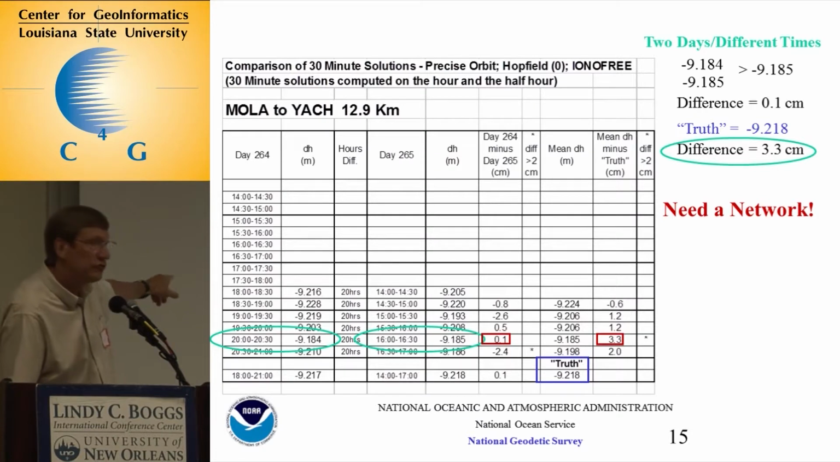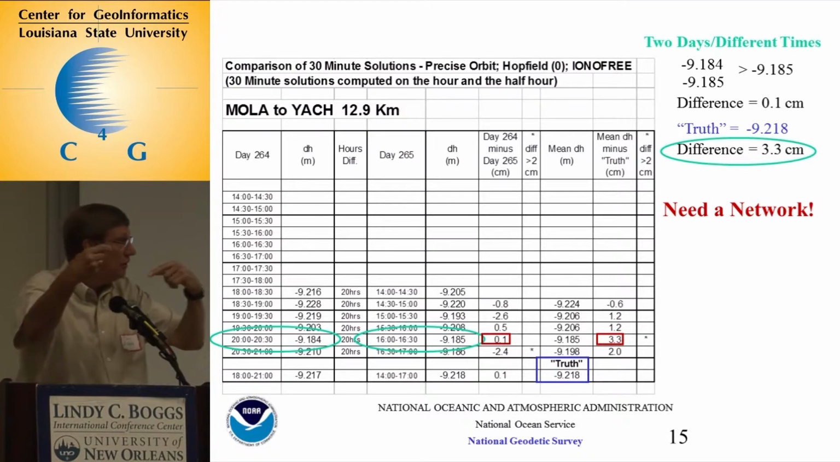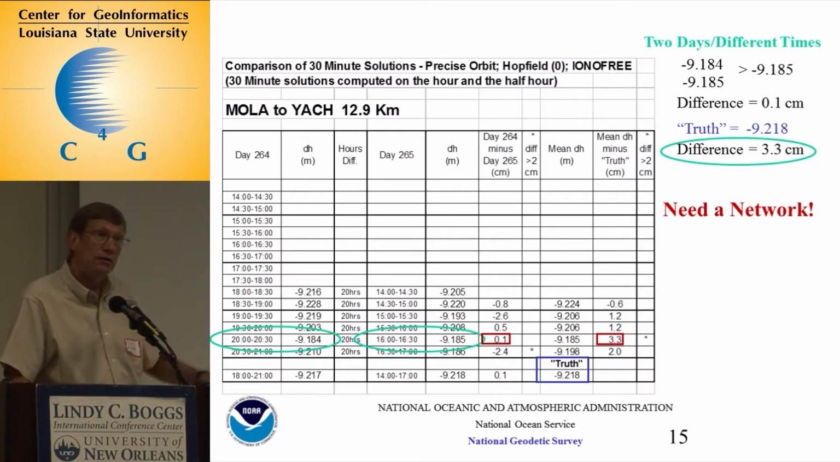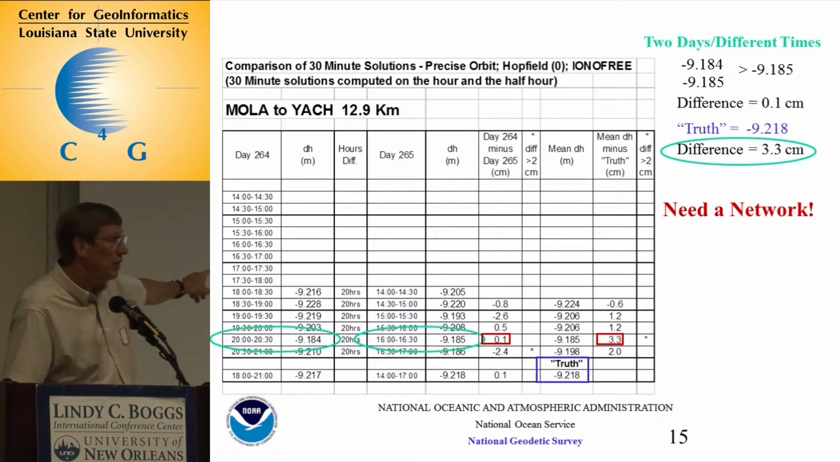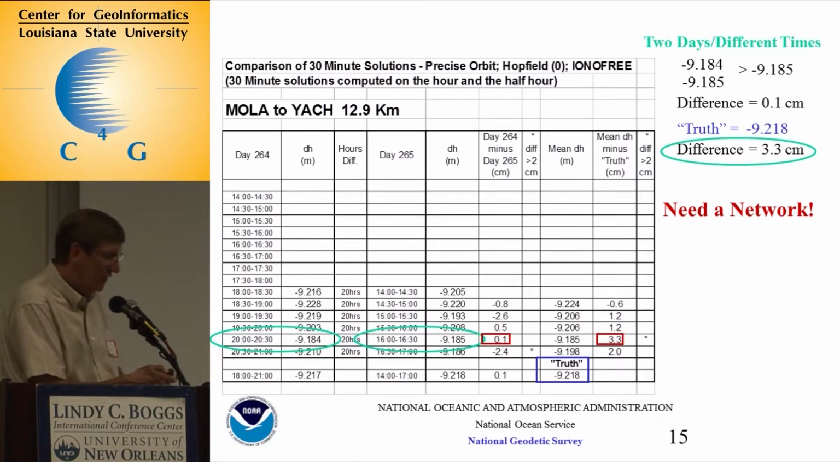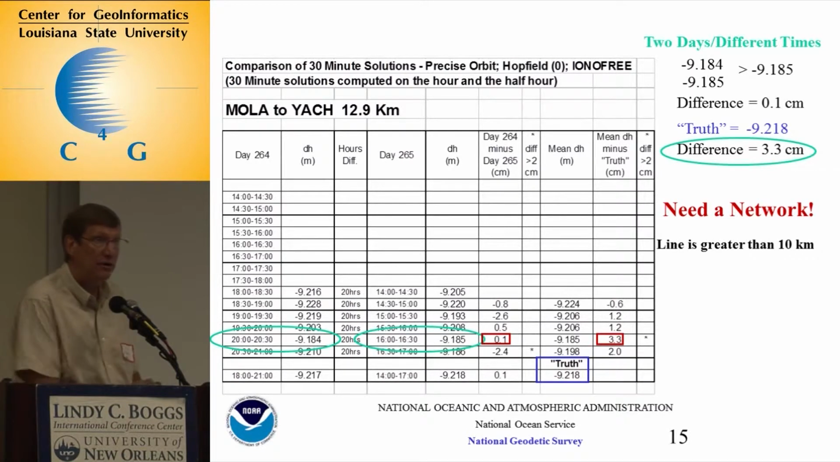come to these stations from different directions, from other sites, and that 3 centimeters ought to pop up and tell you, hey, there's something wrong with that, and then you go back and re-observe. That's why having a network is so important. And this line is greater than 10 kilometers.